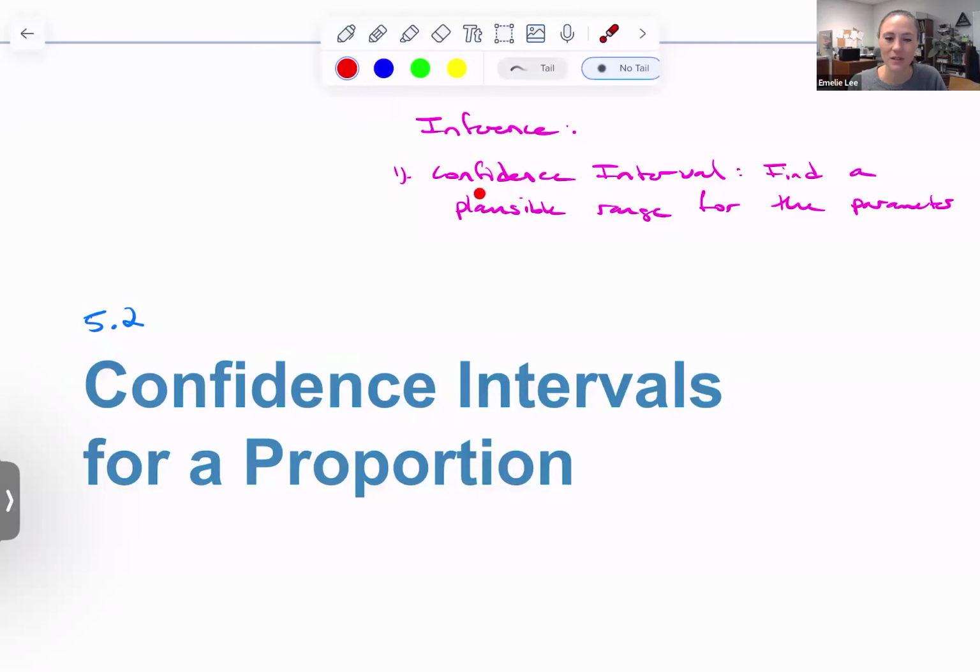We're going to start with confidence intervals, and then we're going to go to the second part of inference, which is hypothesis testing. I thought you were trying to show me a message or something. No.